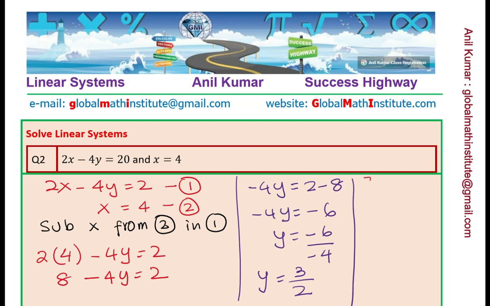So what is the solution in this case? You should write both x and y values, x value being 4 and the y value being 3 by 2. Okay? Fractions are preferred because in decimals sometimes we get repeating decimals, not the exact values. I hope that makes sense.